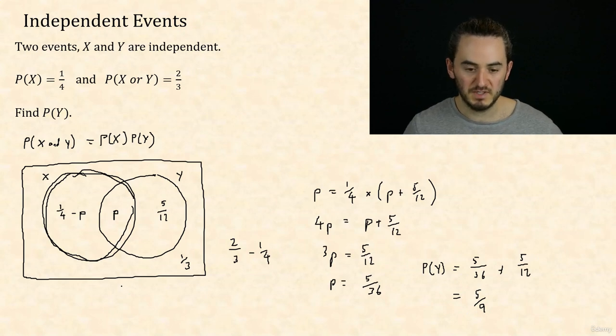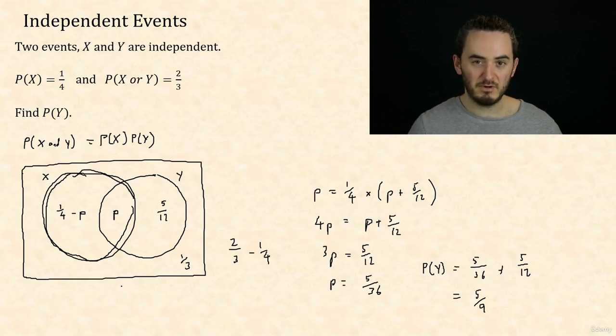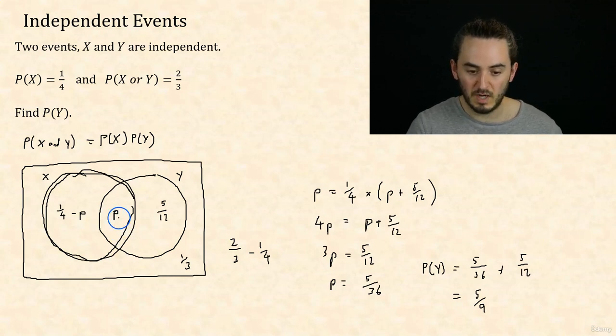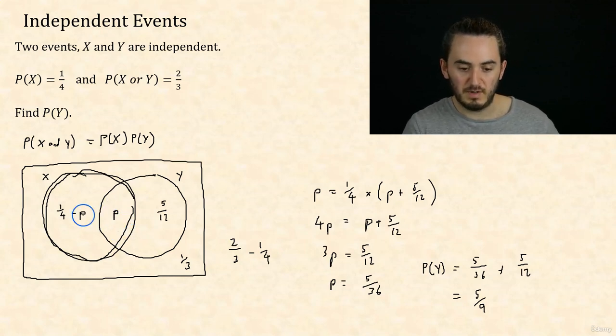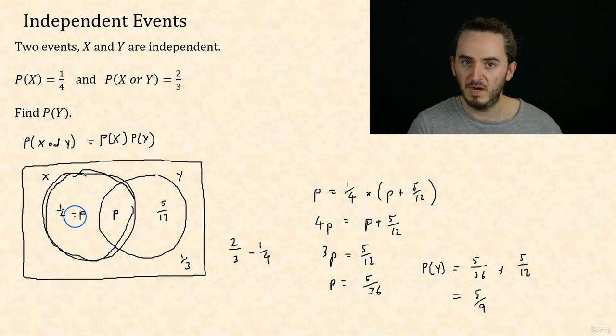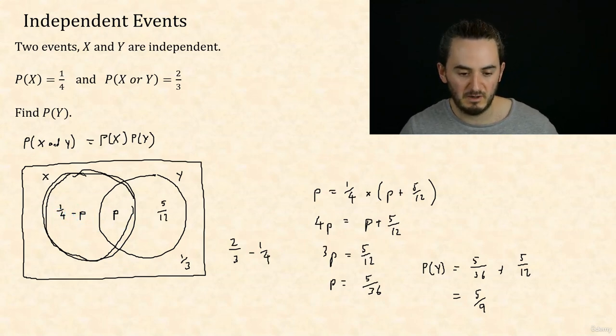All right, so I hope you enjoyed looking at that slightly harder problem where we used algebra and independence to solve quite a tricky problem. My top tip, use as few variables as you can. Okay, so in this case, we had to use one for p, but it was possible to represent this other region here as 1/4 minus p rather than adding an extra variable that we didn't need.